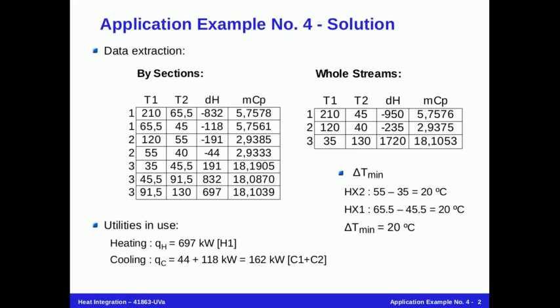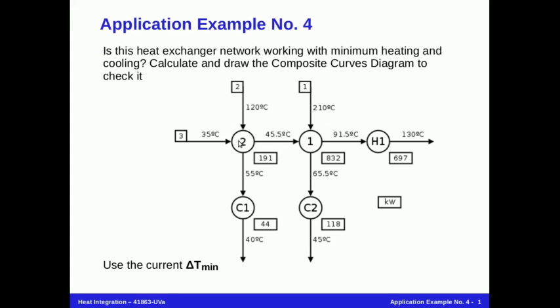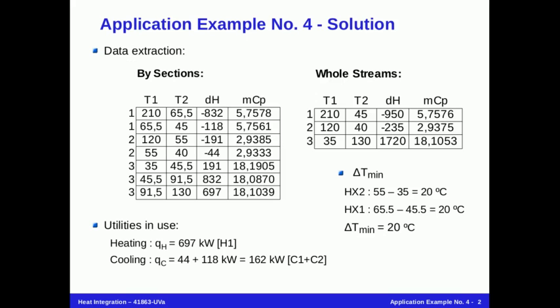Concerning the minimum temperature approach, we have 20 degrees in both process heat exchangers. In heat exchanger number 2, this is from 55 to 35, 20 Celsius, and in heat exchanger number 1, from 65.5 to 45.5, 20 Celsius. So the minimum temperature approach we're going to use is 20 Celsius.